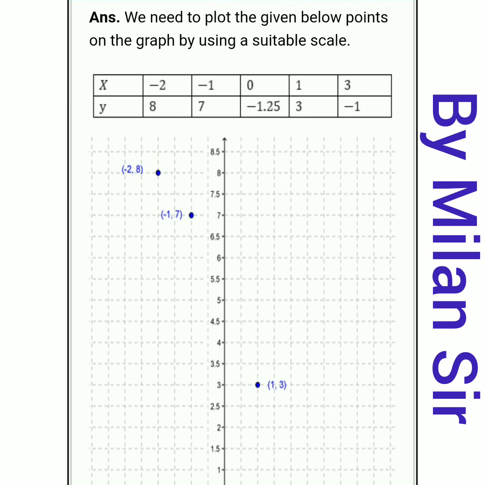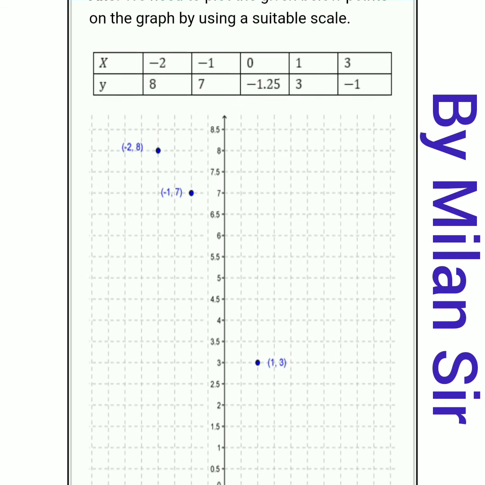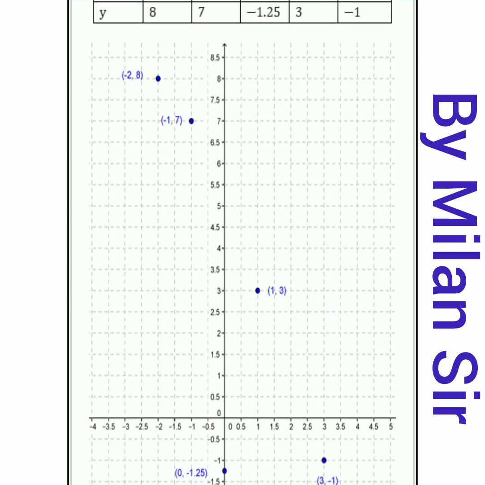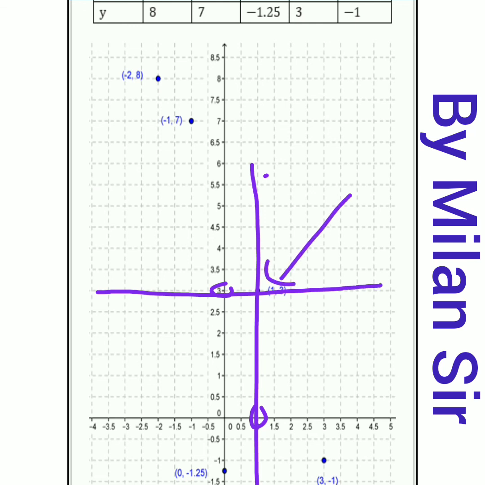Our next point is 1, 3. Now 1, 3. So 1 we need to locate on the x-axis and 3 we need to locate on the y-axis. Now from 1 draw a vertical line and from 3 draw the horizontal line. This is the intersection point. It represents your point 1, 3. This is the position of point 1, 3.